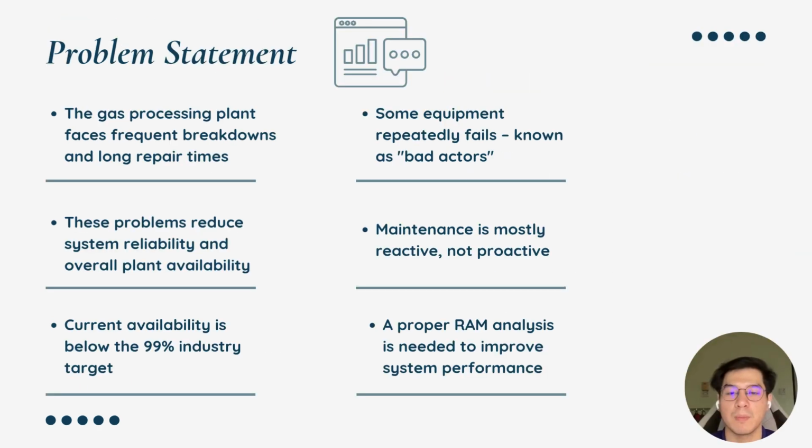Next, the problem statement of this project. We focus on a gas processing plant that has been experiencing recurring breakdowns and extended repair durations over the past 5 years. These operational issues have directly impacted the plant's performance in terms of reliability and availability. Despite industry standards expecting 99% availability, the current performance falls short of this benchmark.